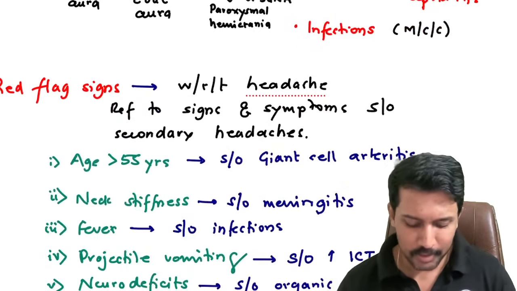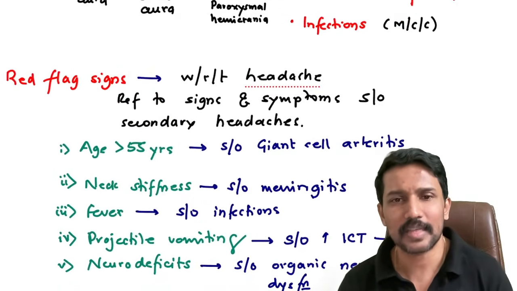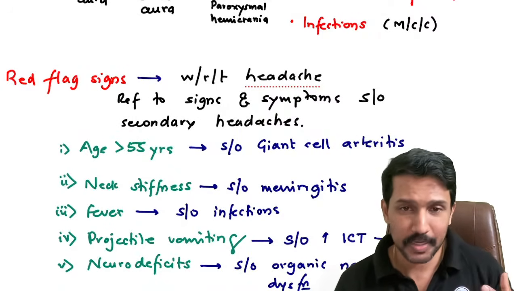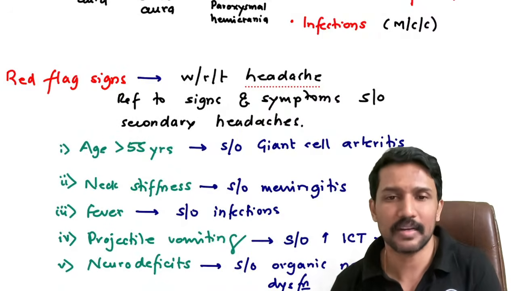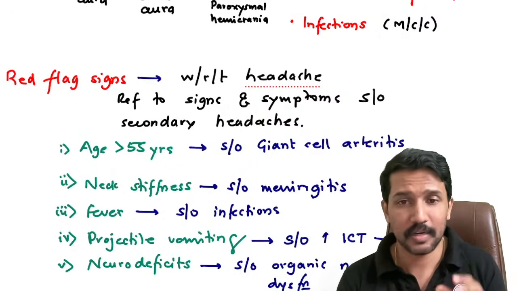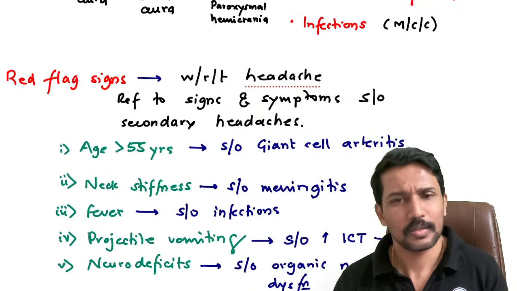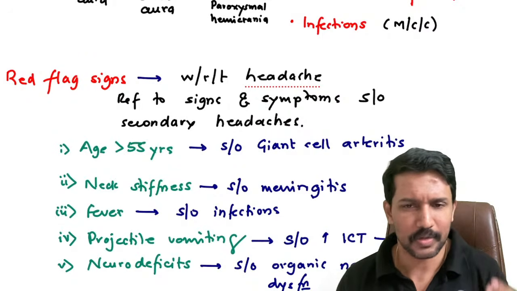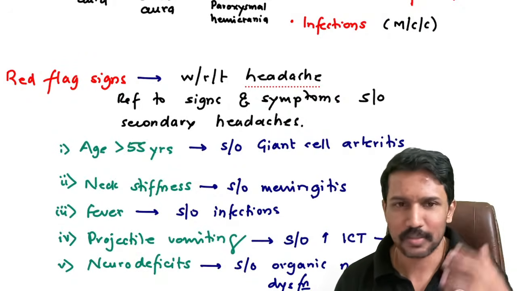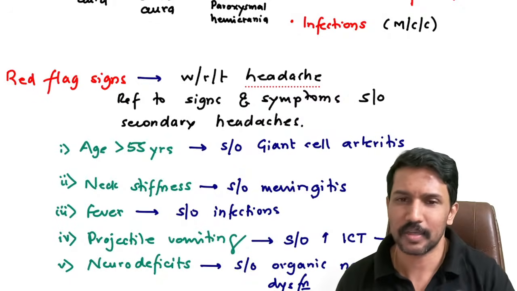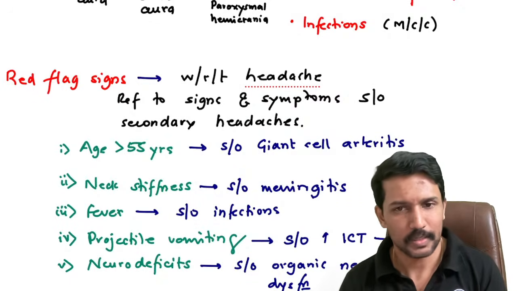If they ask you to elaborate on red flag signs, what are red flag signs? These are signs and symptoms which, if present in a patient along with headache, point towards secondary headache rather than primary. Primary headaches will have no red flag signs. Tension type usually affects young people, in their 20s and 30s. They don't have neck stiffness, they won't have fever, they won't have projectile vomiting, they won't have neurodeficits, right?